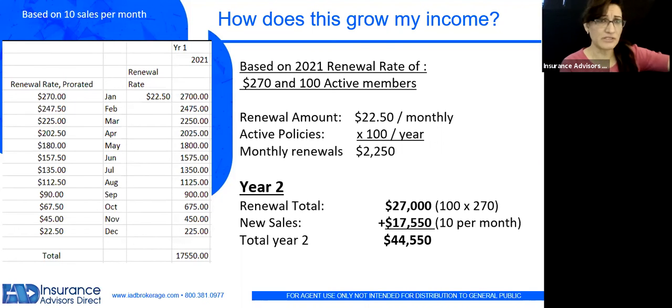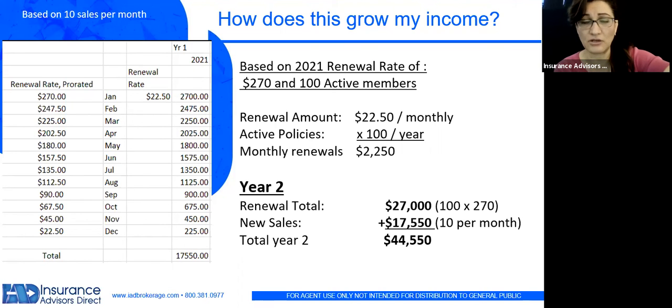On the left-hand side, where you see renewal rate 270, that is our renewal rate for this year, right? For anyone that you write that has been on a Medicare Advantage plan and is now switching to another Medicare Advantage, that is usually the payment that you will get in January. These payments are prorated per month. So if you write someone February 1st, now instead of 270, you'll get 247. If you write someone November 1st effective, you'll get $45 for that plan.